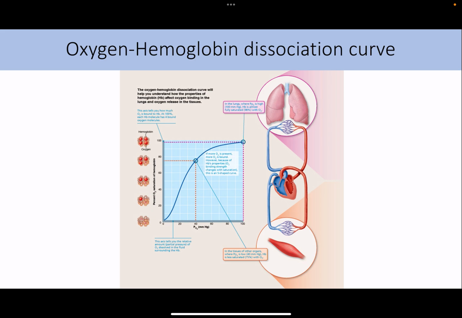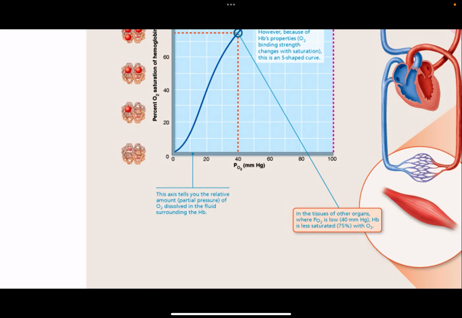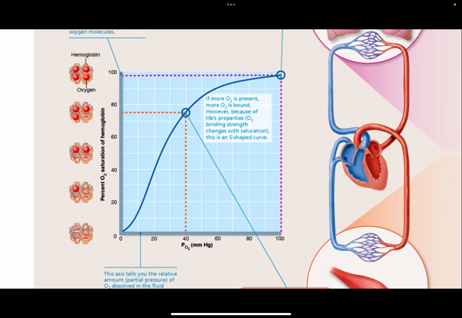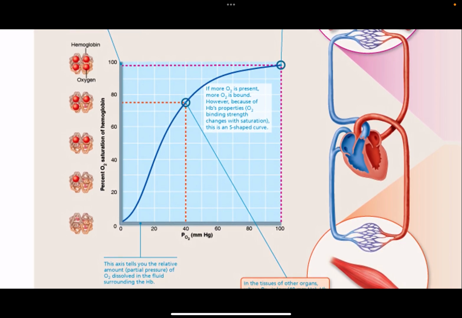Okay, so this is going to tell you what the partial pressures of oxygen in the blood tell us about oxygen hemoglobin association. So on the left side of the graph is our oxygen saturation. So how much of our oxygen is bound to hemoglobin? And how many oxygen molecules can hemoglobin hold? 4. We have 4 heme groups, and therefore can hold 4 oxygens.